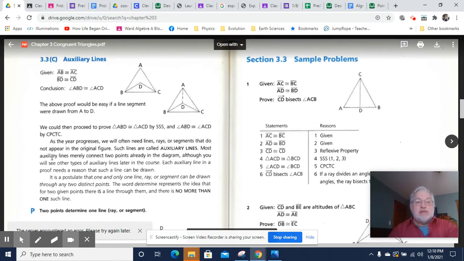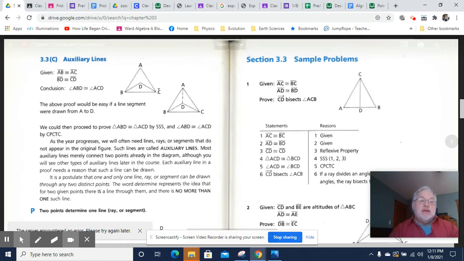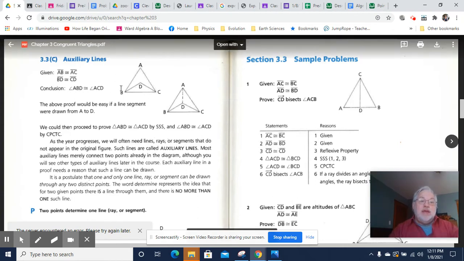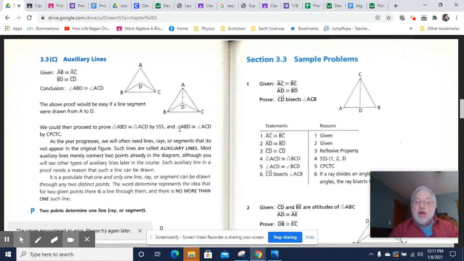Now, there's another concept called auxiliary lines. Auxiliary lines is a really fancy way to say sometimes you have to draw some extra stuff. If you've got this triangle with this little triangle in it, and AB and AC are congruent, and BD and CD are congruent, we want to prove triangle ABD and ACD congruent. Where's the rest of those triangles? Well, we're going to have to draw a line. That's all it is, draw a line.